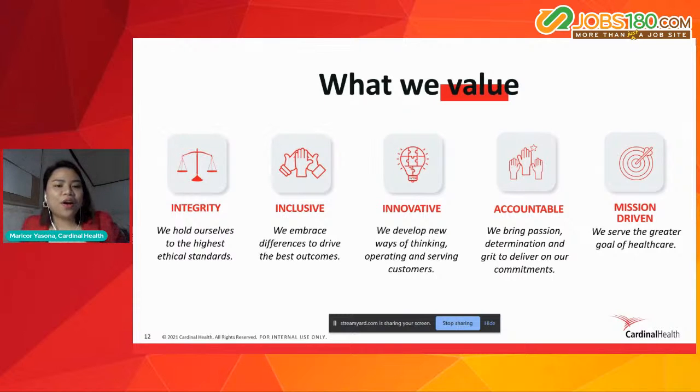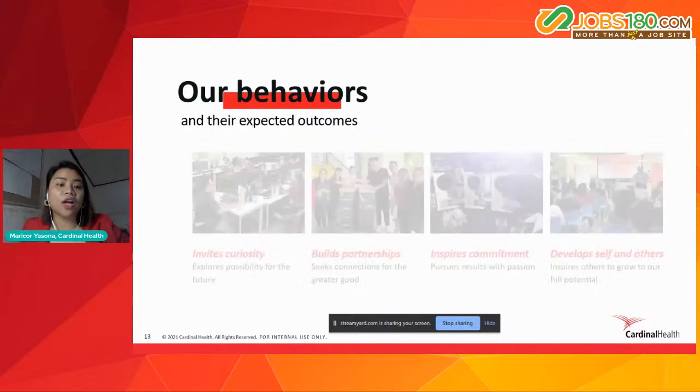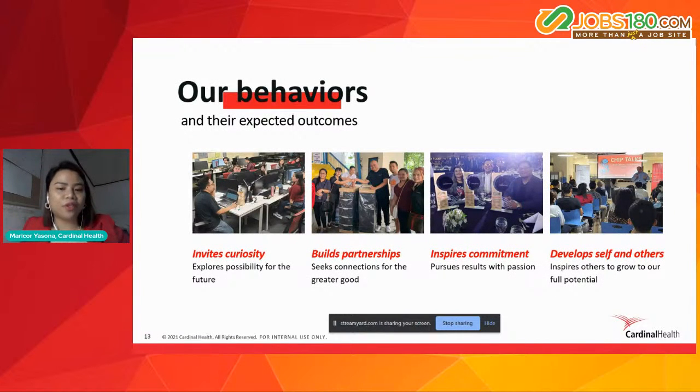Of course, Cardinal Health works hard to keep its employees' best interests at heart so that you can have a productive and memorable stay with us. Moreover, we want to be the organization that helps you develop and realize the best version of yourselves. That is why we empower our leaders to support their teams always, so you can reach both your personal and professional growth. So we invite curiosity, build partnerships, inspire commitment, and develop self and others.